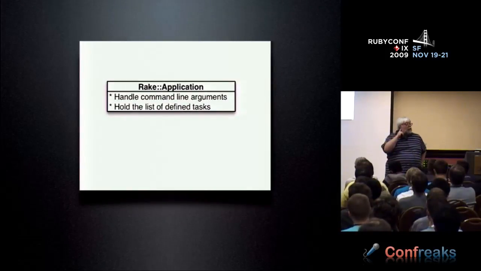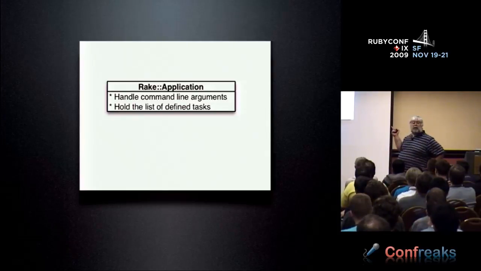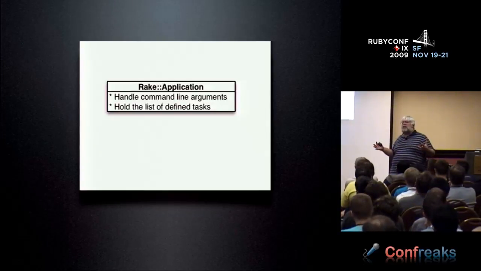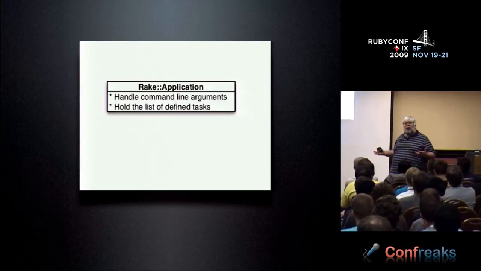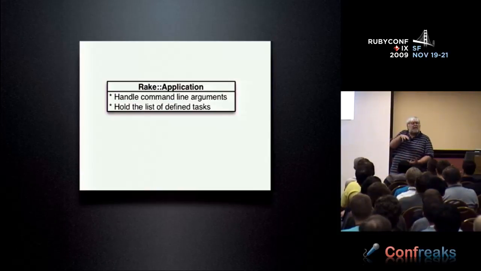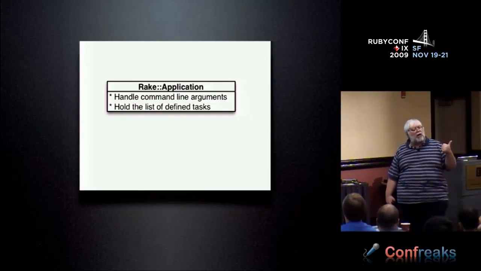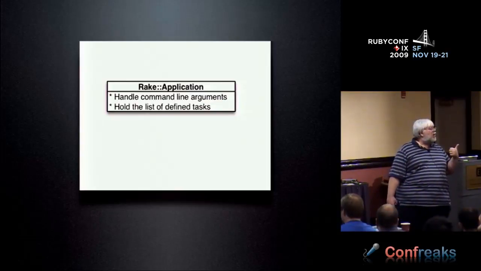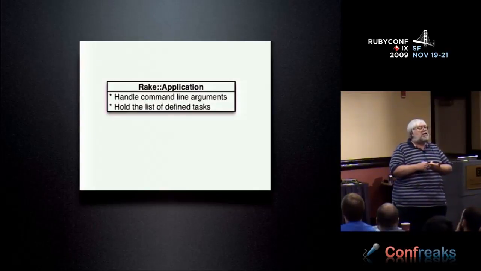In the Rake project that I maintain, there is a module called the application. And this is the top-level object that sits and starts up when Rake starts up. It parses all the command line arguments and then also reads the Rake files and defines the tasks and holds those tasks in a hash. So it actually has two jobs. So it has two reasons to change. Number one, if we change the way the command lines are handled, it needs to change. Number two, if we change the way that we store tasks, it needs to change.